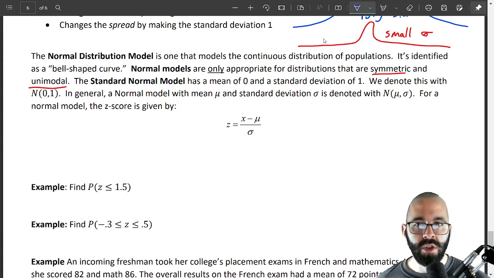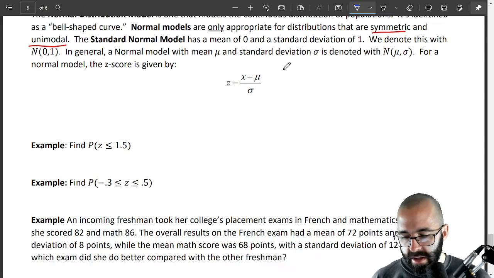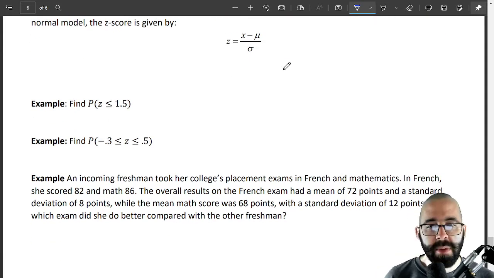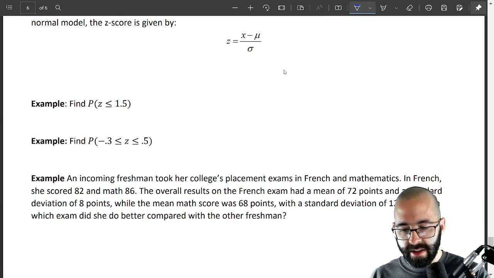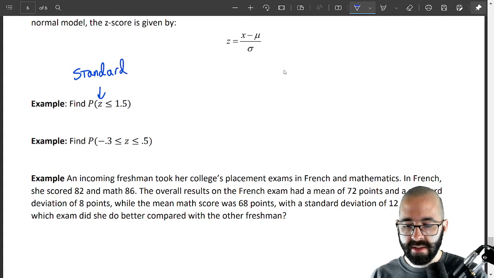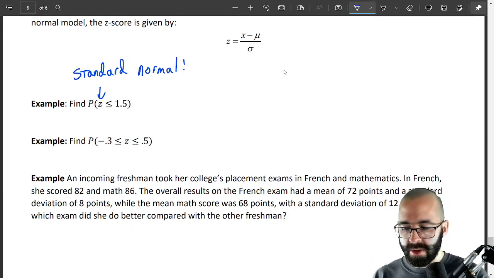We write this as normally distributed. So that's what that N means, with mean 0 and standard deviation 1. That's how we write it. This is how you calculate your z-score. So in general, let's find some probabilities. Anytime you use z, this means standard normal. Otherwise, we're going to use x. So it doesn't even have to tell us the distribution here. We know z means standard normal.